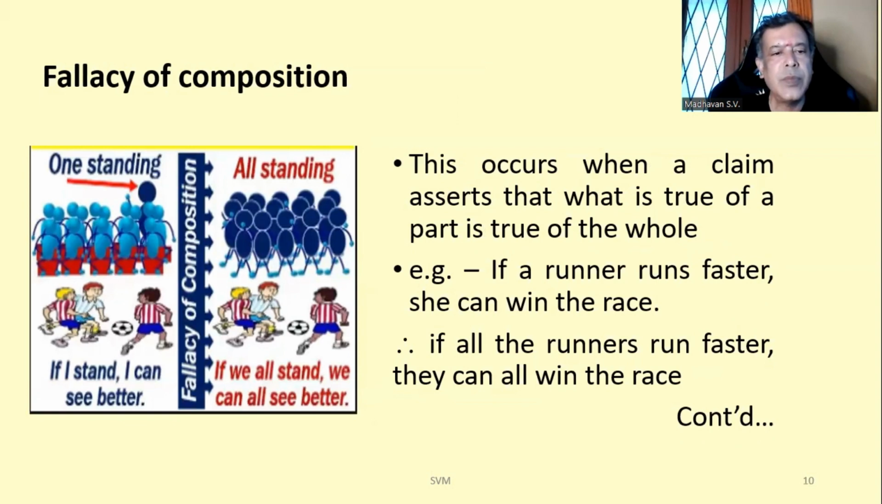Fallacy of composition. See here, one person is standing. If I stand, I can see better. That means if all stand, all can see better. It is definitely impossible, but it is going based on composition. This occurs when a claim asserts that what is true of a part is true of the whole. Here it is partly true, but others also think that wholly also it is true. Then it becomes a problem. Example: if a runner runs faster, she can win the race. If we conclude based on this that if all the runners run faster, they all can win the race, that is impossible. If we conclude that, it becomes a fallacy of composition.